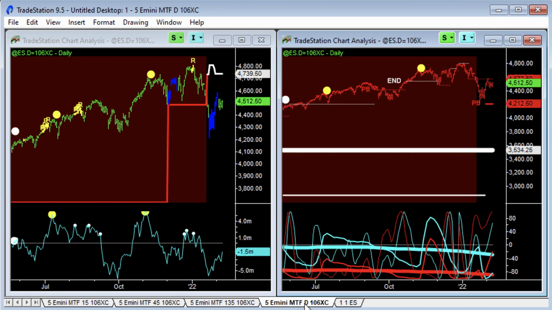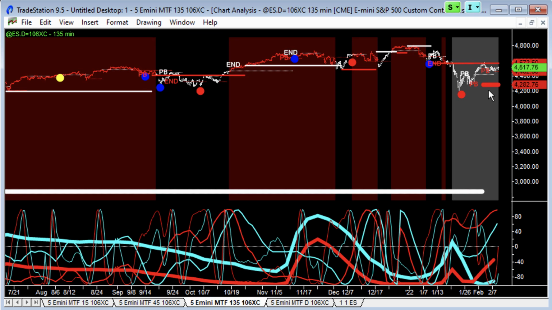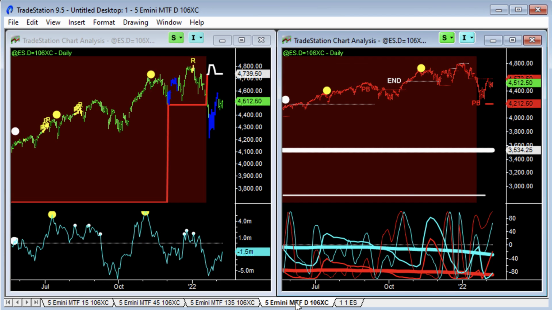And then on the daily chart, bang, there's that pullback level there. So the pullback level, all of these things kind of compound through the time frames. So that's that pullback level on the highest time frame on the 135 is the intermediate time frame on the next highest time frame up.